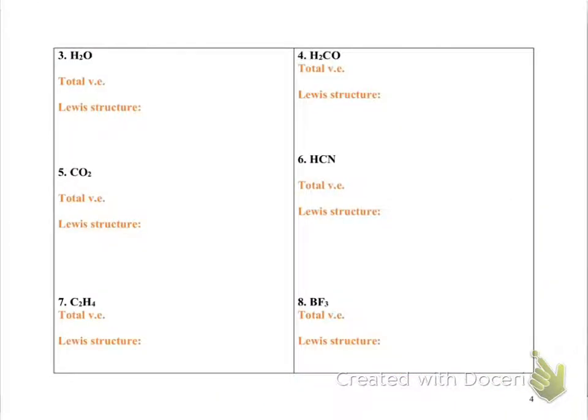Some more examples. Water. So total valence electrons, again hydrogen has 1, 1 times 2 is 2. Oxygen 6, total 8. We're going to put oxygen in the middle, put hydrogens on the side, connect them with a single bond. How many electrons did I use? I used 2 here and 2 here, 4. 8 minus 4 is 4. I'm left with 4 electrons.